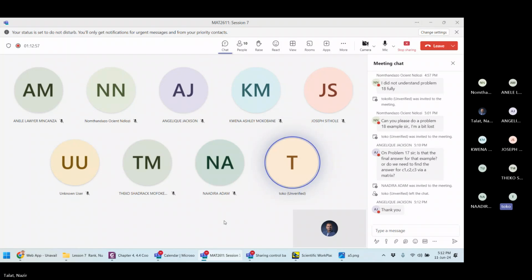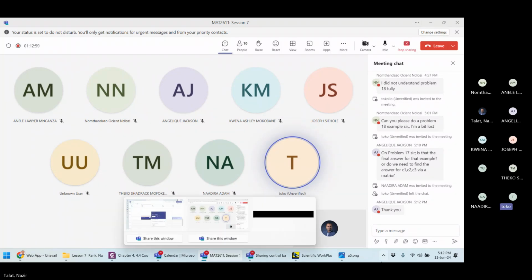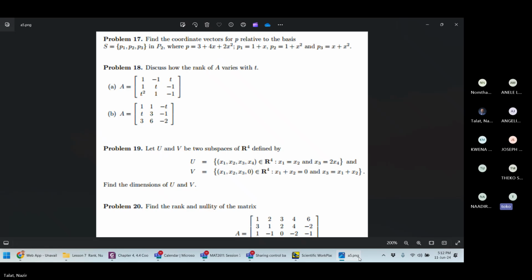On problem 18, can we solve that question using the determinant? No, no. Here, when we apply the rank, rank is actually based on how many rows are independent. So you can use the elementary row operation here. There is no determinant technique for that. Only the elementary row operation is used to find the rank, because rank gives you the number of independent rows.